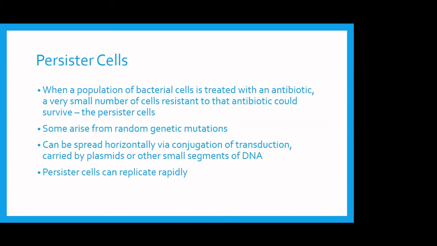Some of them arise from genetic mutations. Some of them can get DNA transferred to them horizontally from other cells that already have developed resistance. And once a population of cells causing an infection has gone down, then there's more room for those persister cells to come back.